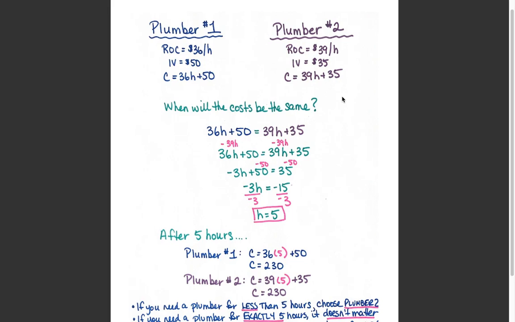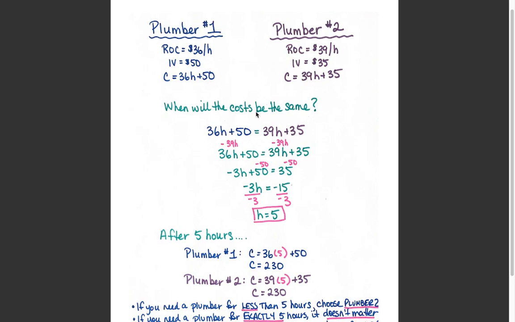For plumber number 2, our rate of change was $39 per hour. Our initial value was 35. So if we plug those into our y equals rate of change x plus the initial value, we can see that C is equal to 39 times H plus 35. So we have two linear relationships that model each scenario.